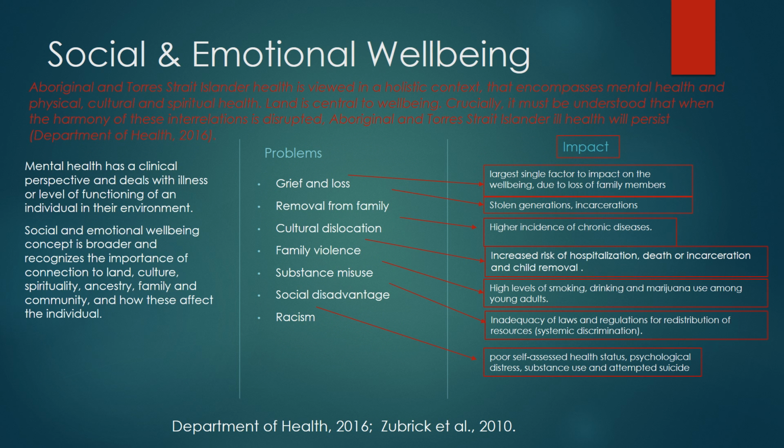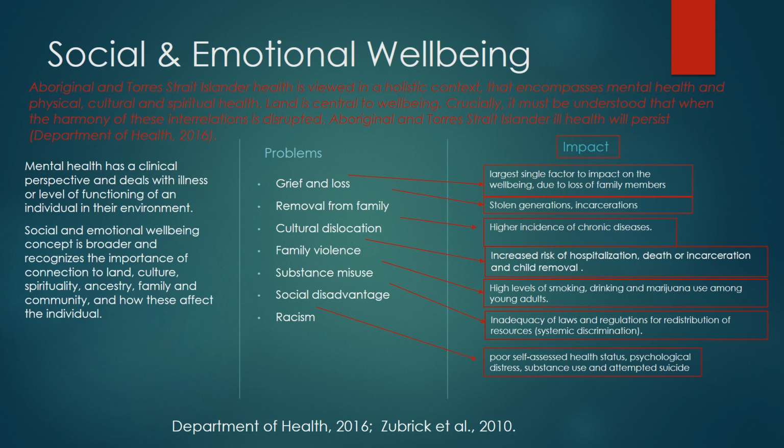Aboriginal and Torres Strait Islander health is viewed in a holistic context that encompasses mental health and physical, cultural and spiritual health. Land is central to well-being. Crucially, it must be understood that when the harmony of these interrelations is disrupted, Aboriginal and Torres Strait Islander ill health will persist. Mental health has more of the clinical perspective and deals with illness, while social and emotional well-being is a broader concept and recognizes the importance of land, culture, ancestors, family and community.